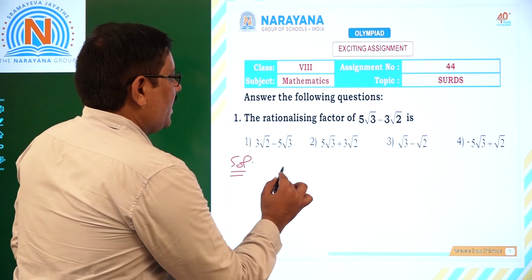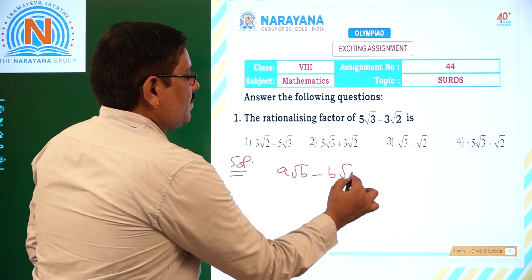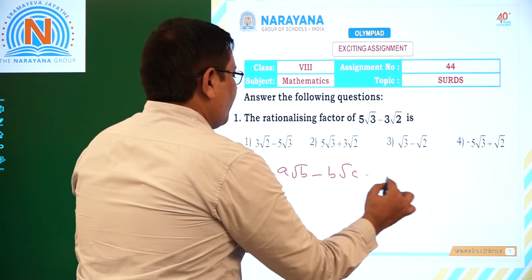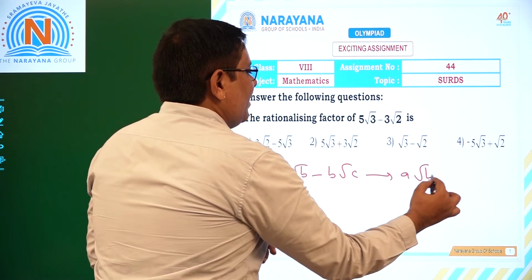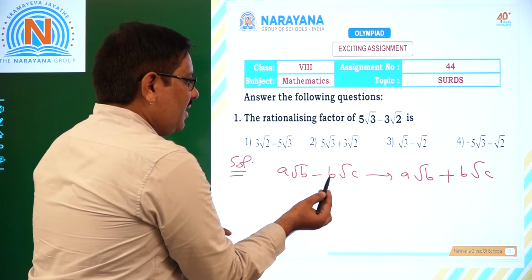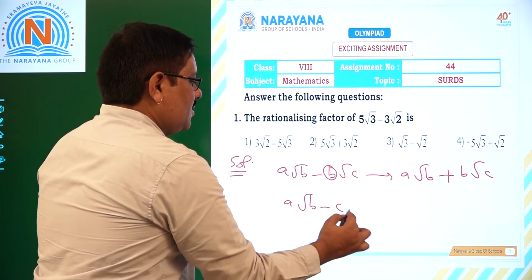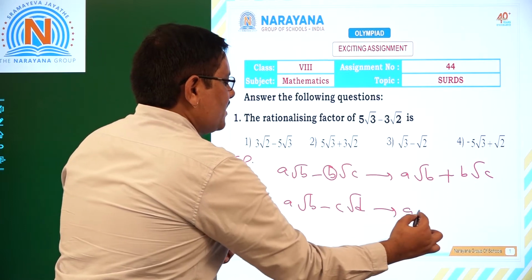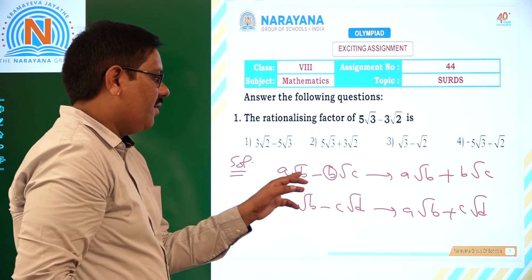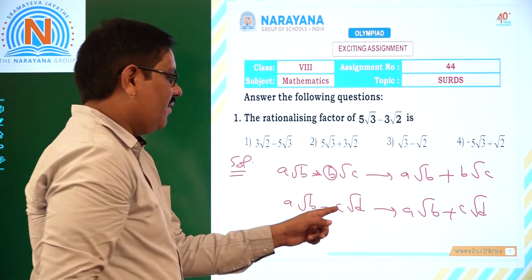whenever you have something like a into root b minus b into some root c, it can be b or c into root d, whatever. The rationalizing factor becomes a into root b plus b into root c, vice versa. Here it can be even b or it can be a root b minus c root d. Then you can write it as a root b plus c root d. There may be a confusion as you have b here, it must be b. It's not like that. You can have any other number.